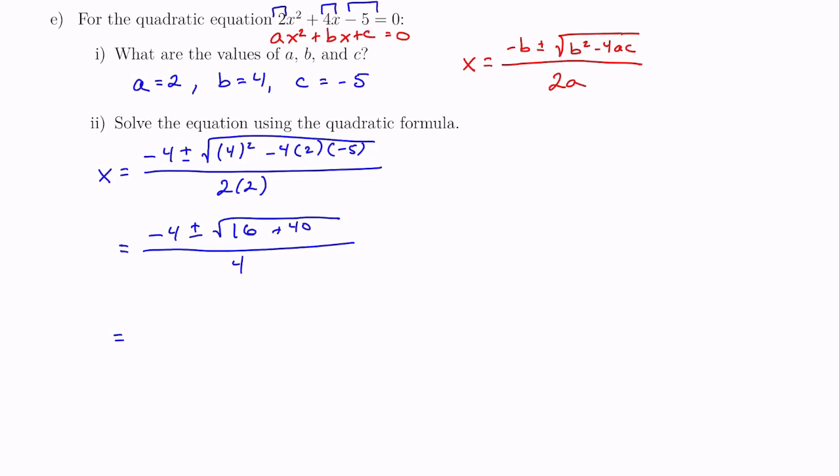Continuing our work, we need to finish simplifying under the radical. 16 plus 40 will be 56, and so we get -4 plus or minus the square root of 56 all over 4. Anytime we're working with radicals, we do need to simplify them as much as possible. 56 is divisible by 4. 4 times 14 is 56. So I can split that square root of 56 into the square root of 4 times the square root of 14, and our expression becomes -4 plus or minus root 4 times root 14 all over 4.